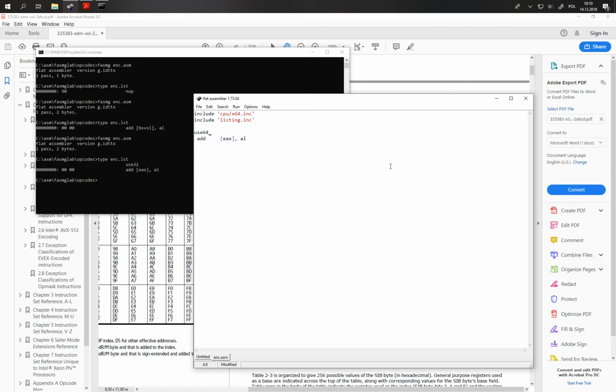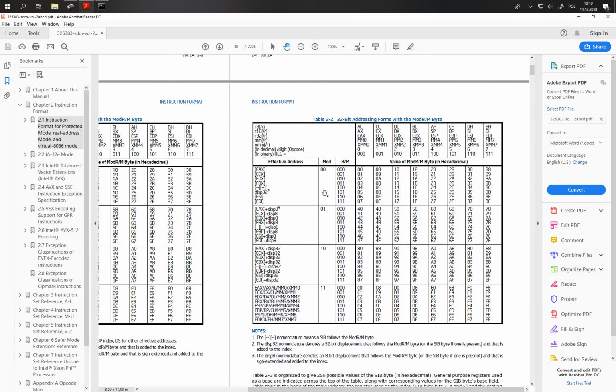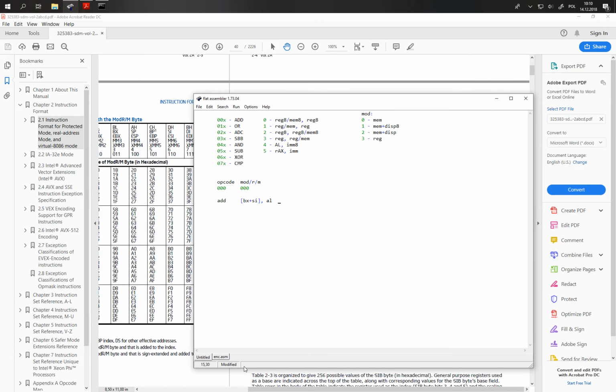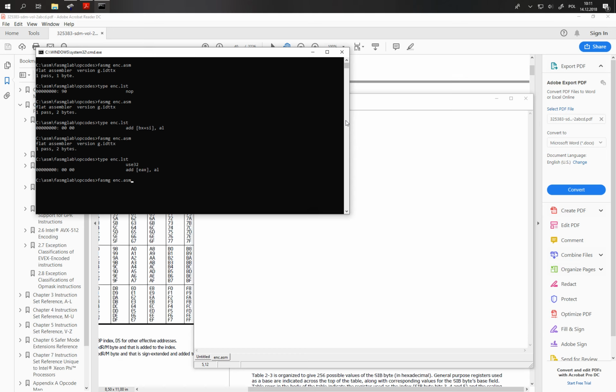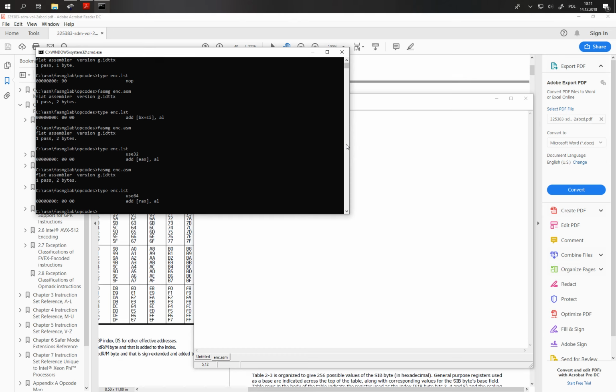And what about 64-bit mode? 64-bit addressing forms are very similar to 32-bit ones. The only difference is that by default they use 64-bit registers instead of 32-bit ones. So this probably should work as a 64-bit register. That's right.